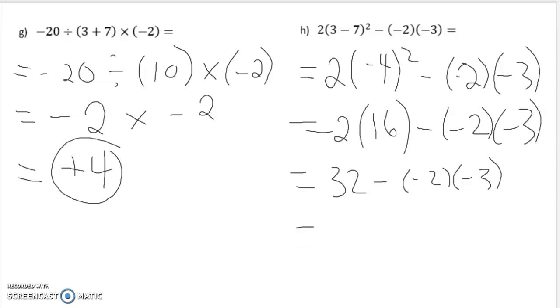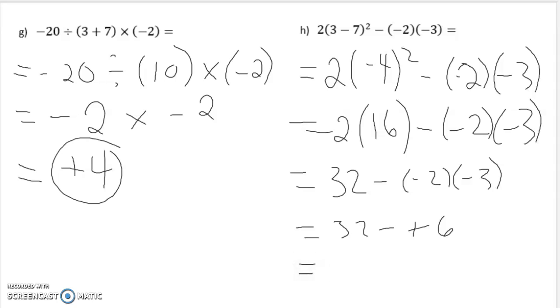And then we have multiplication again over here. So -2 times -3. So I'm just going to rewrite this first part, 32 minus. But then we know a negative times a negative is a positive. And 2 times 3 gives us 6.